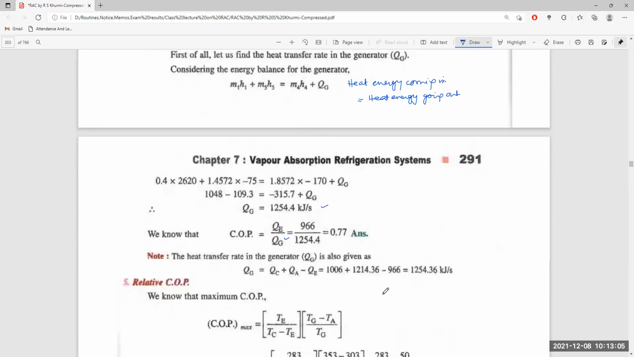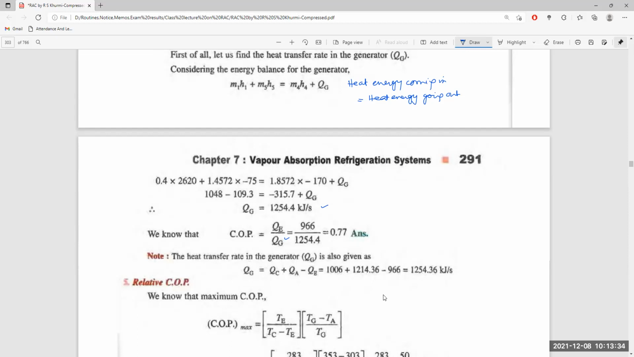The heat transfer rate in the generator is also given as QG is equal to QC plus QA minus QE. That is QC, the energy released in the condenser, plus QA, the heat absorbed in the absorber, minus QE, the energy absorbed during the evaporator. So after putting in these values and making the calculation, you get 1254.36.